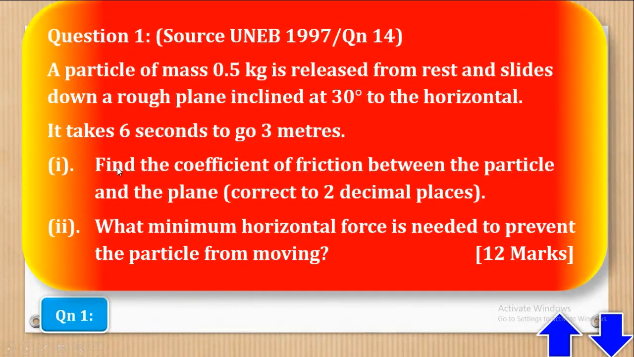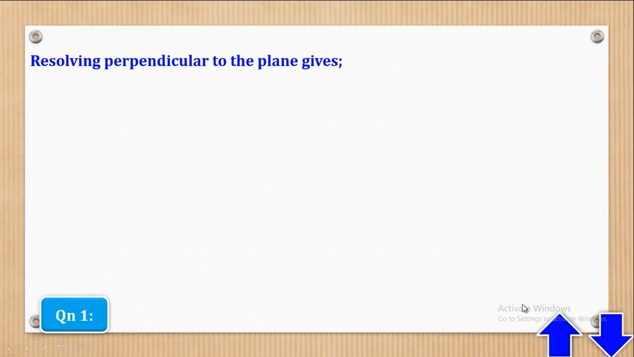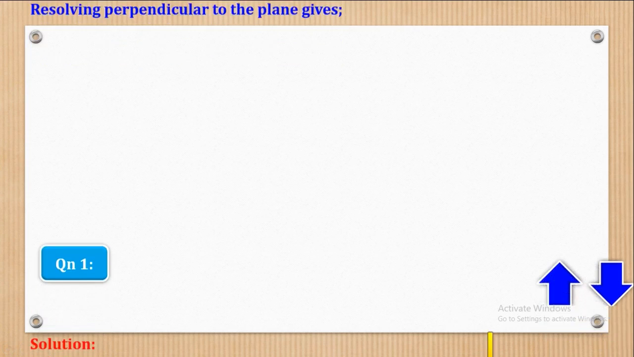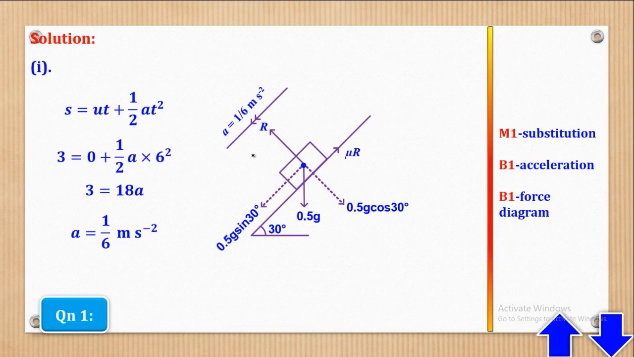Then we shall continue. Remember they asked for the coefficient of friction between the particle and the plane. So we are going to resolve perpendicular to the plane. When you go back to our diagram, resolving perpendicular to the plane implies that R will be equal to 0.5 g cos 30 degrees, and parallel to the plane, it implies that this will be equal to that.